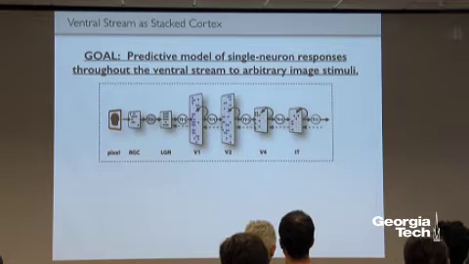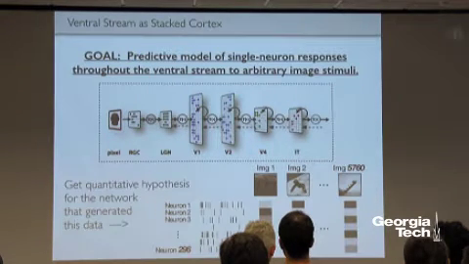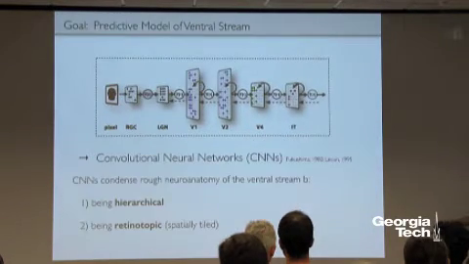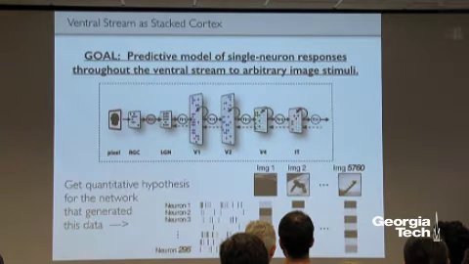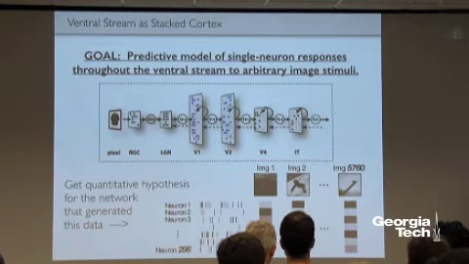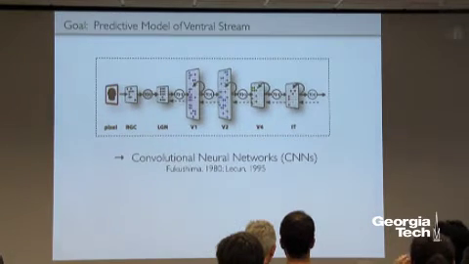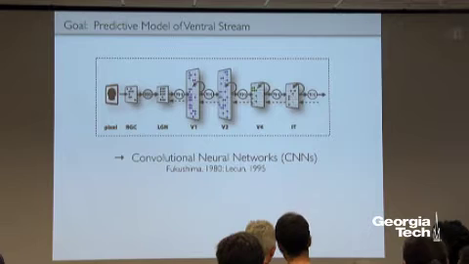You want to do this because you want to come up with a quantitative hypothesis for what generated those neural responses, right? That's why it's interesting, okay? So the obvious solution is to use something like convolutional neural networks, right?